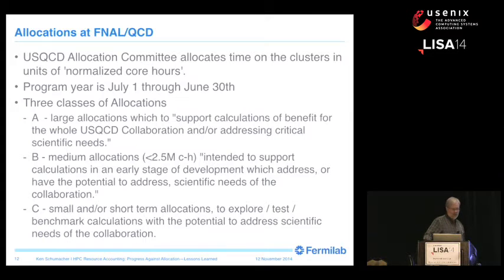The allocation committee for the collaboration gets together and develops the allocation. They list out what it's going to be that people are going to be able to use. The program year for the allocations starts on July 1st, ends on June 30th. There's 3 different kinds of allocations that they dole out: Class A, B, and C. A's are the really big ones. B's are kind of a mid-size. C's are a little bitty test ones. And it talks in the slides about what it is that they're setting these up for.